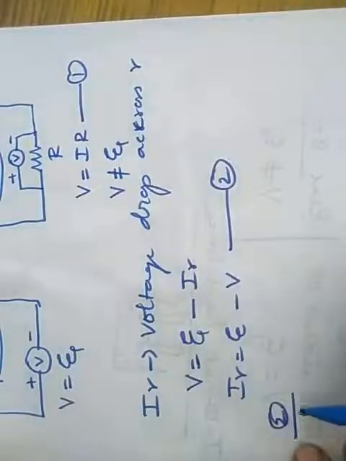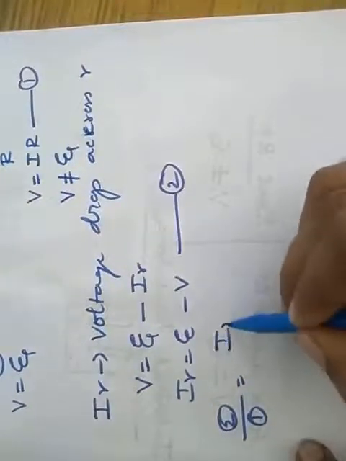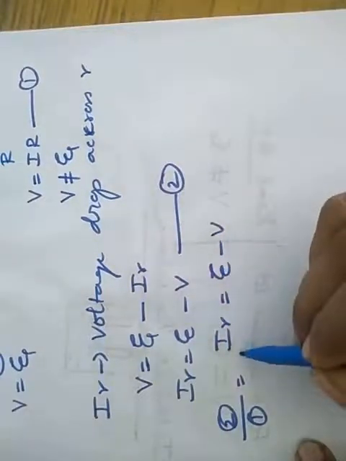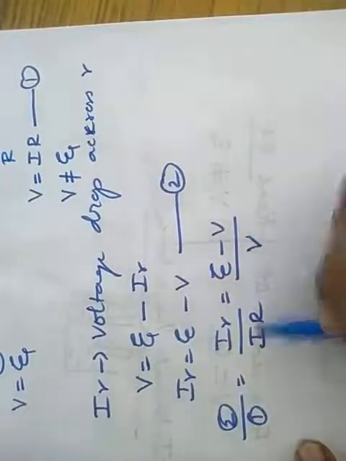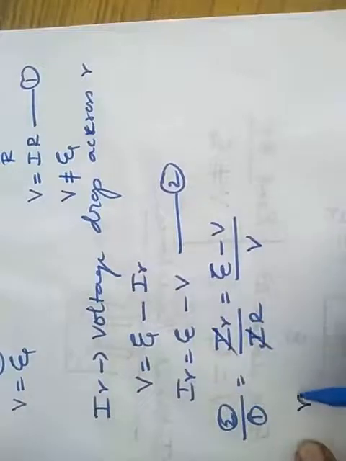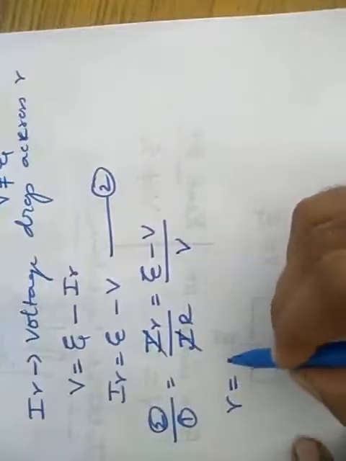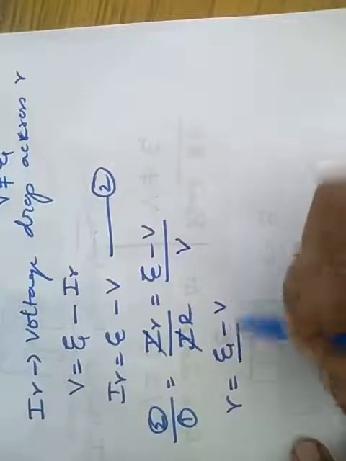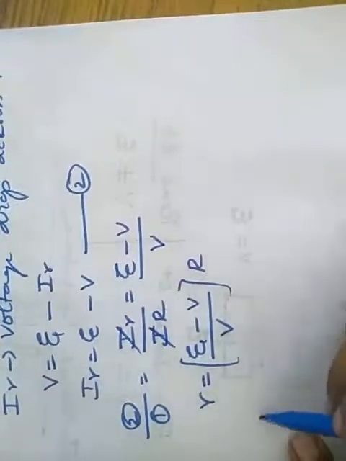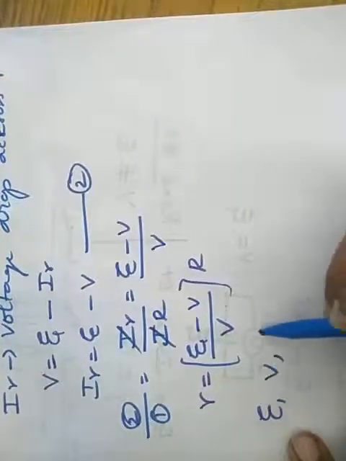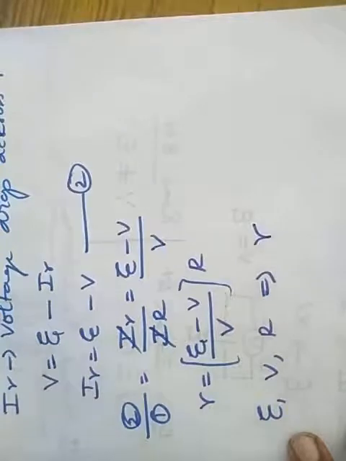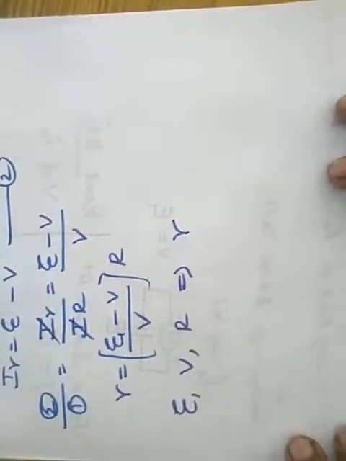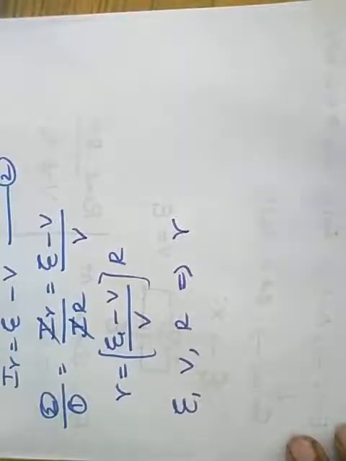Equation 2 divided by equation 1. Then we get Ir by IR equals psi minus V divided by V. I cancels. Then we get the expression for internal resistance, r equals (psi minus V) by V into capital R. If you know the value of psi, V and R, we can easily determine the value of the internal resistance of the cell.